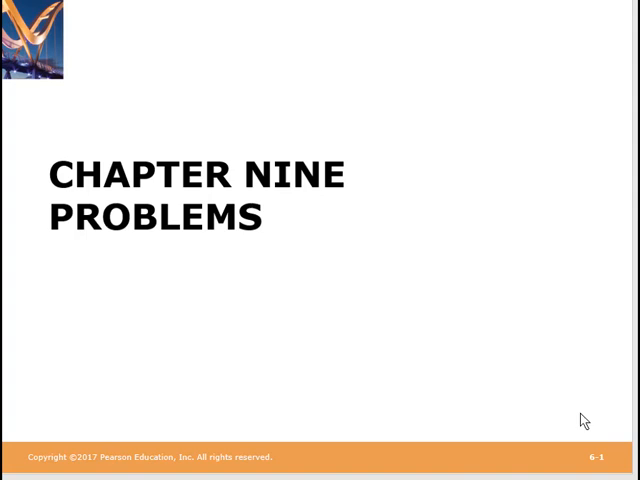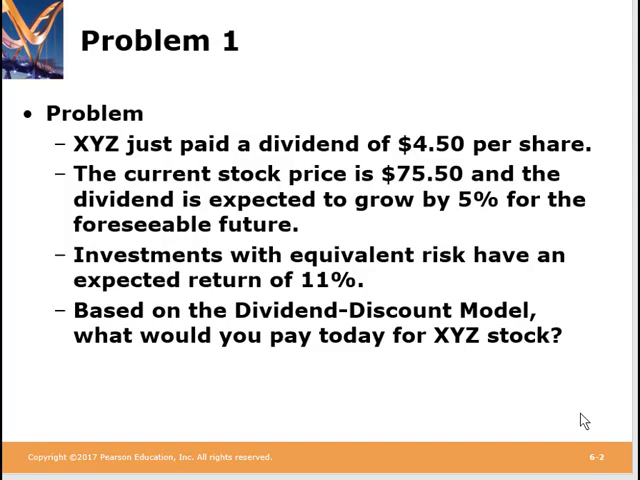Okay, let's talk about the problems associated with valuing stocks from Chapter 9 of our textbook. The first problem is just a basic valuation issue, right? A company paid a dividend of $4.50. Current stock price is $75.50. The dividend is expected to grow by 5% for the foreseeable future. Investments with equivalent risk have an 11% expected return. So what is the dividend discount model value that you would get for this particular stock?